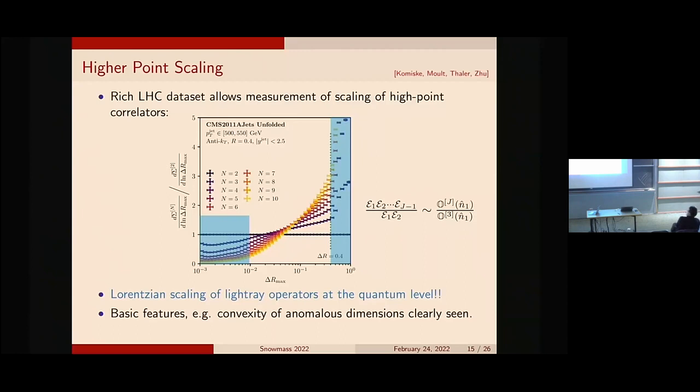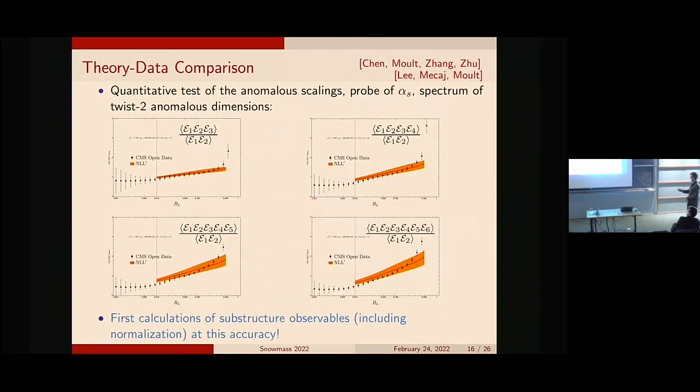And so this is just a kind of measurement. But you can, again, look at these ratios quantitatively, and you see very good agreement. And this is something that was done very recently, so it can definitely be improved. But these are really quantitative tests of the anomalous scaling of these light ray operators, and in particular, also the value of alpha S and the spectrum of these twist 2 anomalous dimensions.